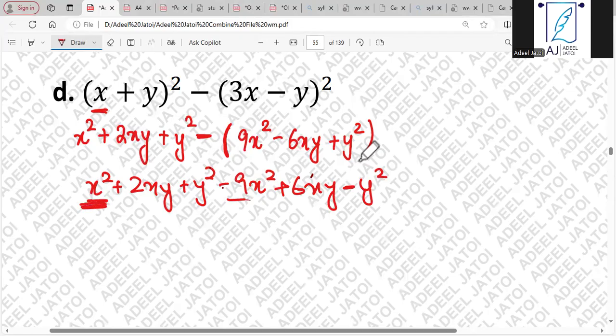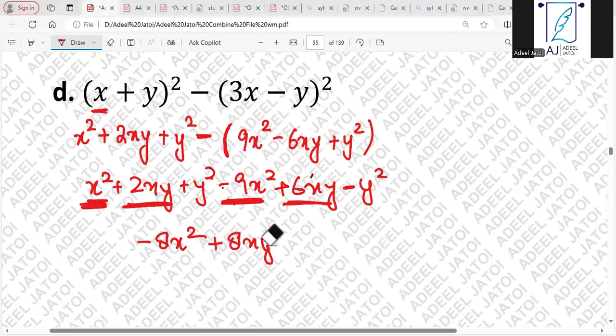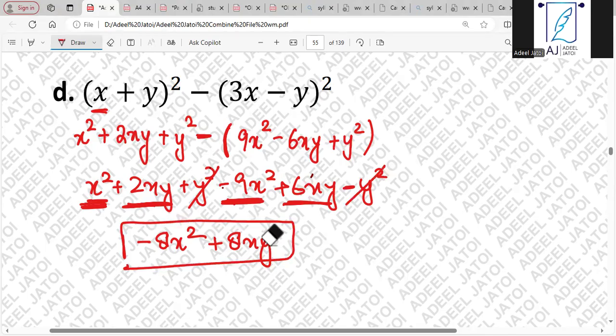So x square minus 9x square will be minus 8x square. Then what do we have is plus 2xy plus 6xy will become plus 8xy, right? And then we have plus y square and we have minus y square. So plus y square and minus y square cancel out. So the end result is minus 8x square plus 8xy. So this is it for today.